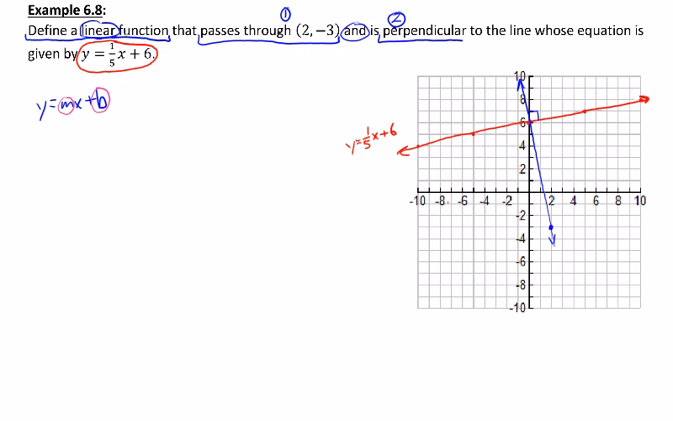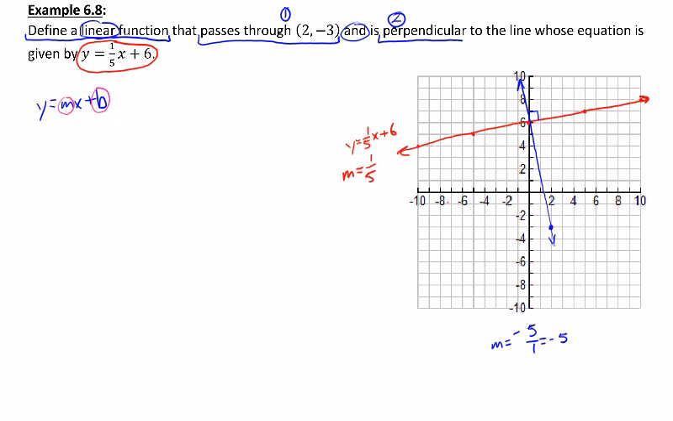When I think about the red line, the slope of the red line is 1/5. Now I need another slope that's going to guarantee that I'm perpendicular. That slope is going to be the negative reciprocal of 1/5. The reciprocal of 1/5 would be 5, or 5/1, and negative really just means the opposite of. Since 1/5 is positive, I'll need to make this one negative. So the slope for my blue line needs to be -5.